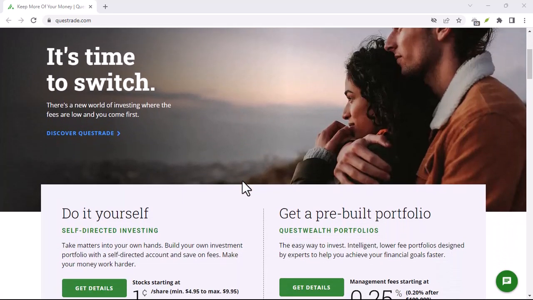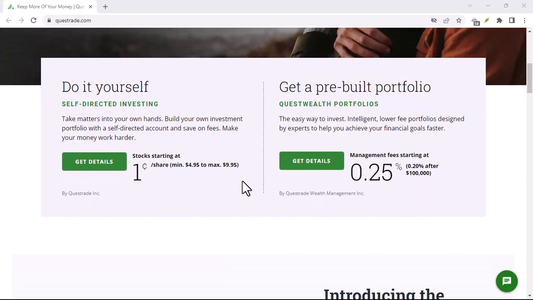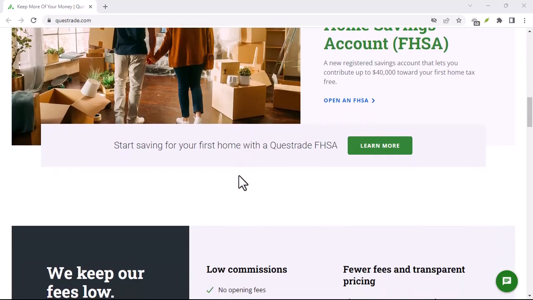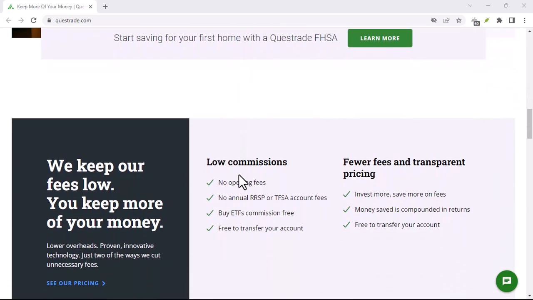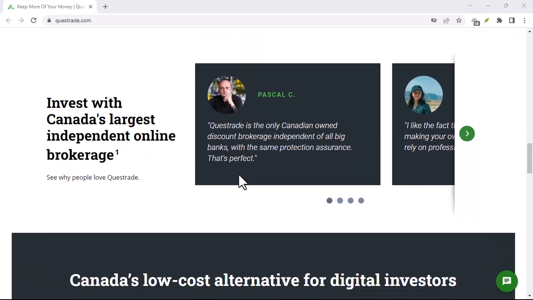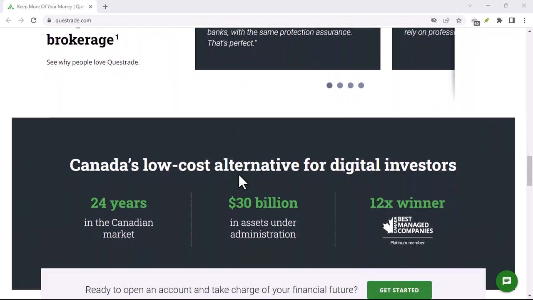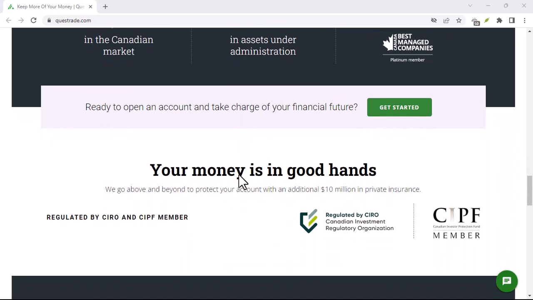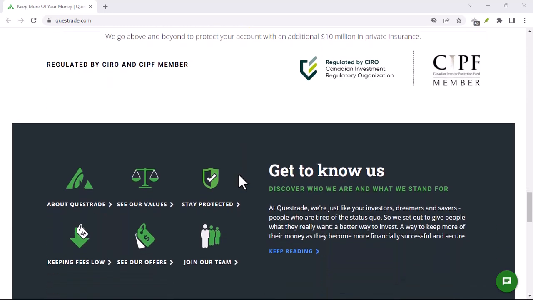Today, we're going to be talking about Questrade. If you're like me, you're always looking for ways to invest your money wisely. And Questrade is a great option for both new and experienced investors. But before we get into the different types of accounts you can open with Questrade, let's take a step back and talk about what Questrade is and why you might want to choose them as your broker.